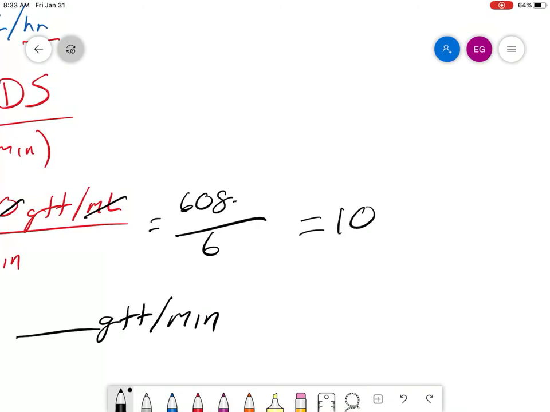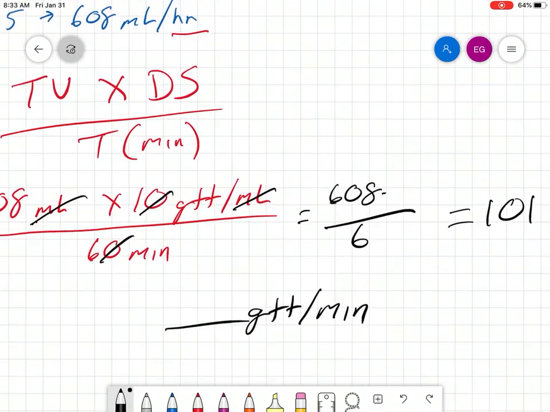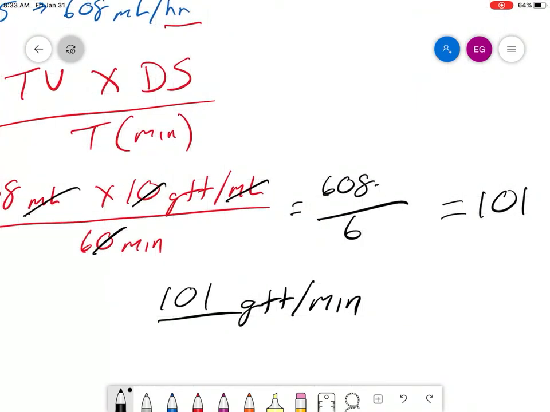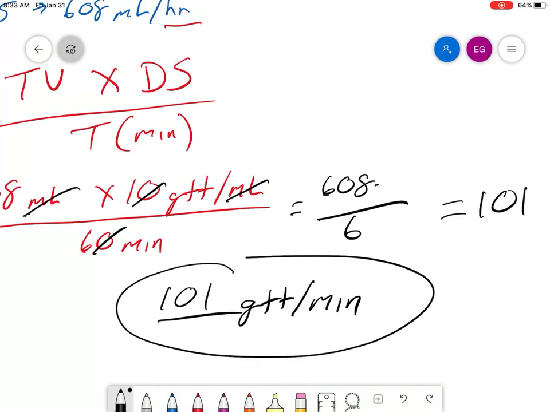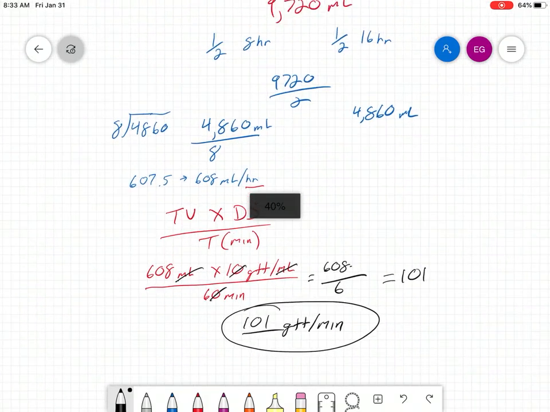And that gives us an answer of 101.33 repeating. 0.33 is less than 5, so we don't care about that. So our answer for this equation is 101 drops per minute. That is the Parkland burn formula.